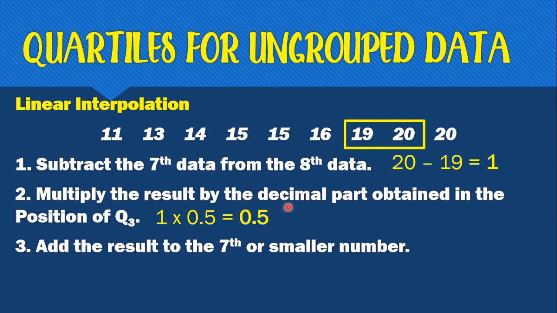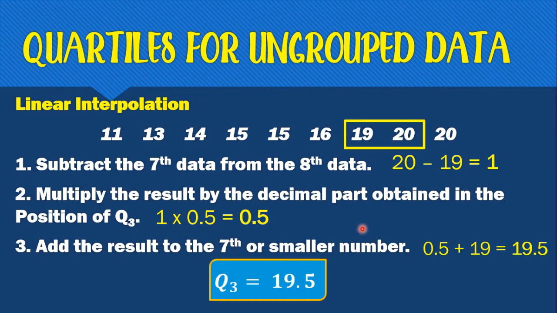And then add this result to the 7th data, since we are referring to the 7th and 8th data, or the smaller between these two, which is 19. So we add the result 0.5 to 19. So we have 19 plus 0.5 or 0.5 plus 19 is equal to 19.5. Therefore, using linear interpolation, our upper quartile value will be equal to 19.5.